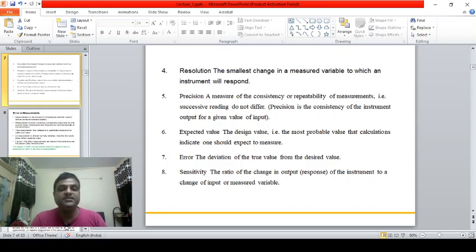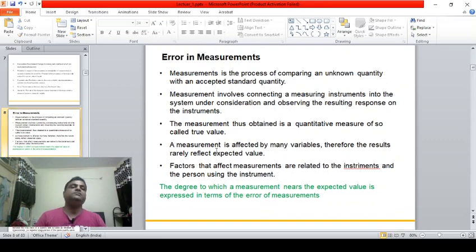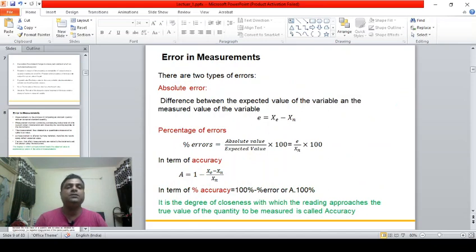And then the sensitivity: the ratio of change in the output of the instrument to the change of the input, or measured variable, is called sensitivity. So these are basically the parameters that are called the static characteristics of the measurement. And in this way we have defined what the errors are in a particular measurement.